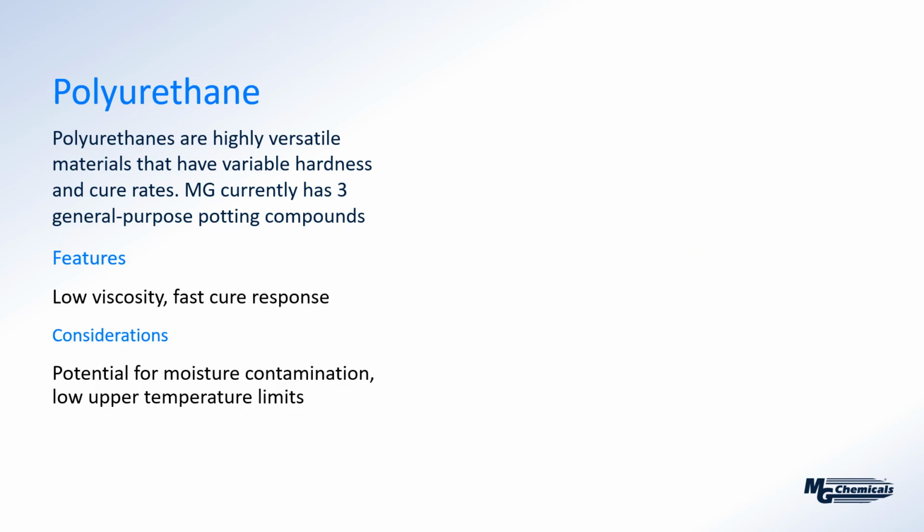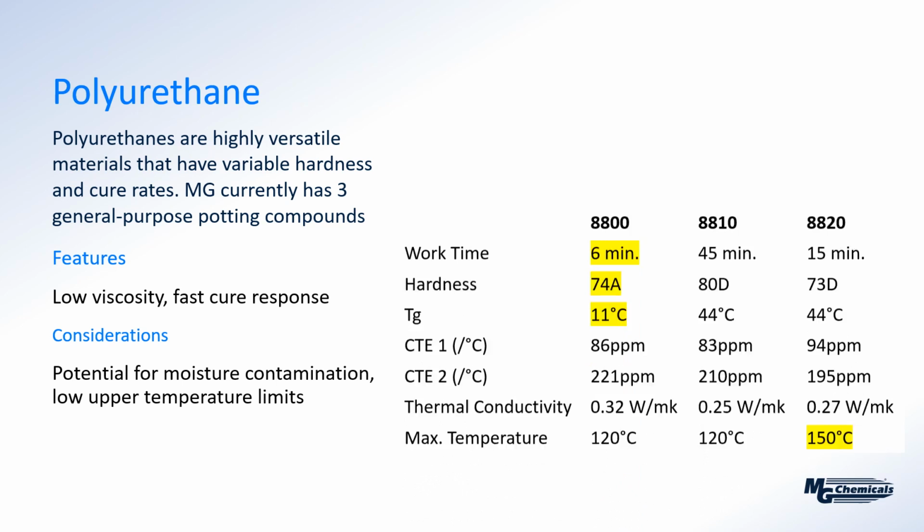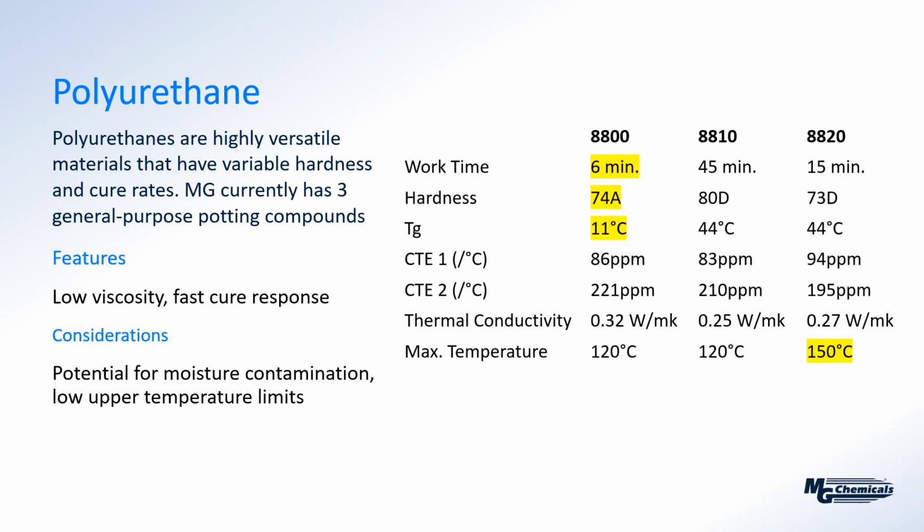Next we look at polyurethanes, and again, as I mentioned in the slides before, these are versatile materials in terms of variable hardness and cure rate. So this is a fairly new line for us. We have 3 basically general purpose potting compounds. So we look at the 8800. The 8800 is a fast setting semi-flexible polyurethane.